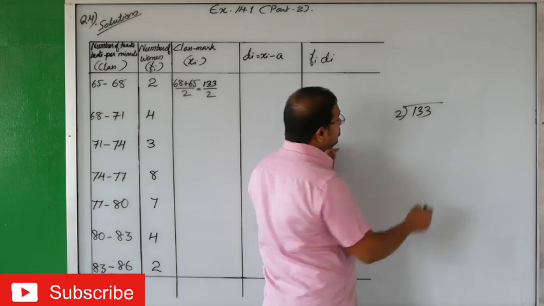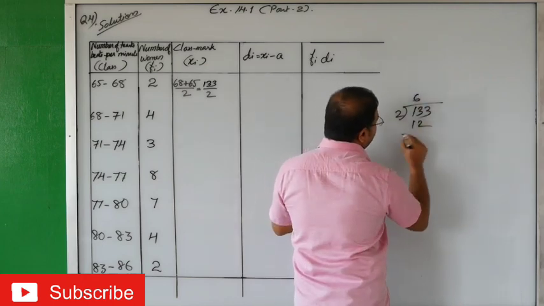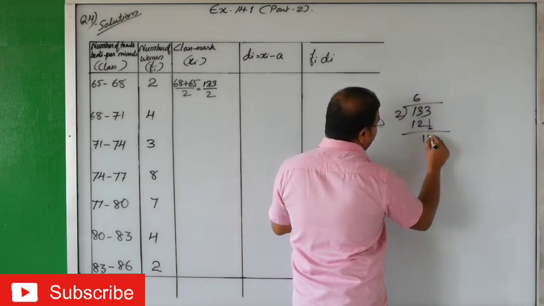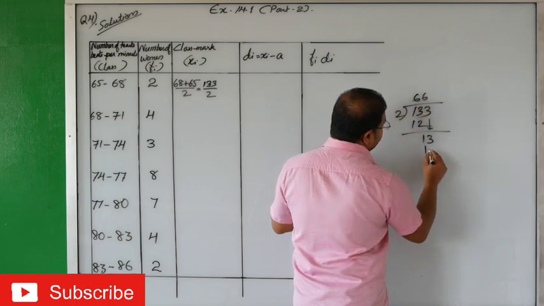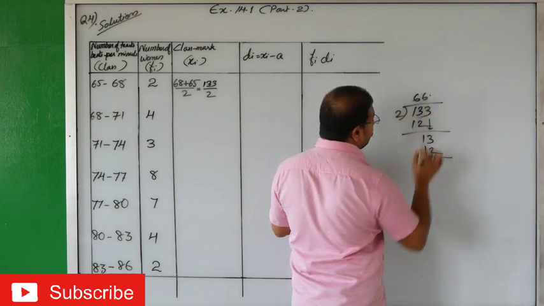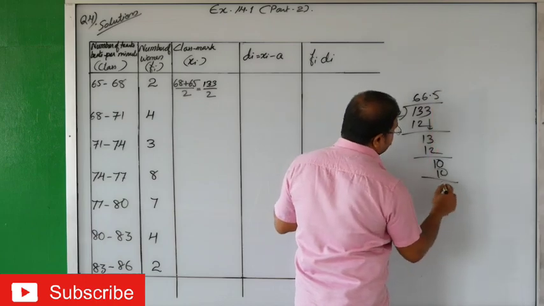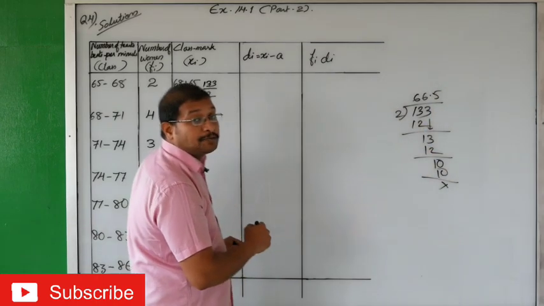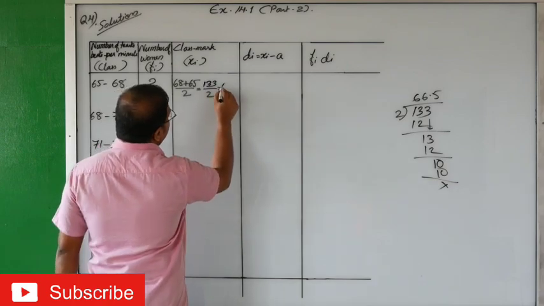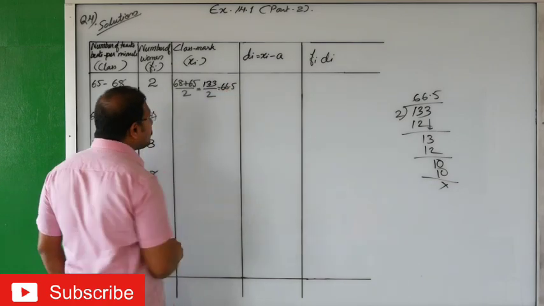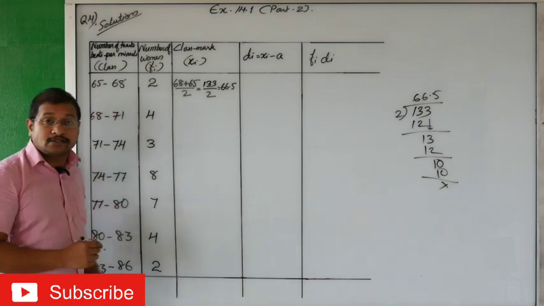If you can divide it, fine; otherwise you can do it this way. 6 2s are 12, balance 1. Bring down 3. Putting a decimal point here, 0. Then 5 2s are 10. So your answer is 66.5. Let's take the next class mark.